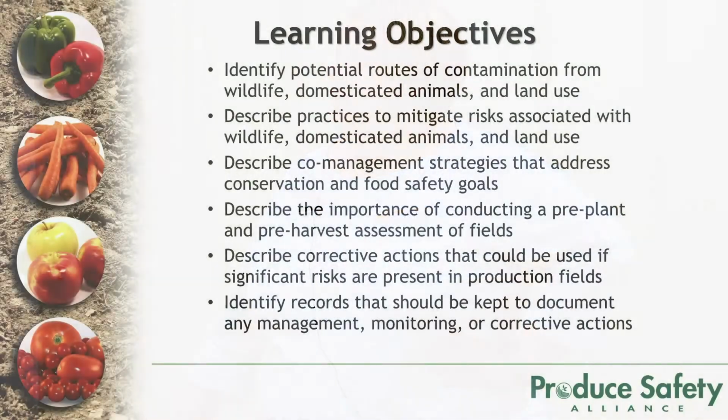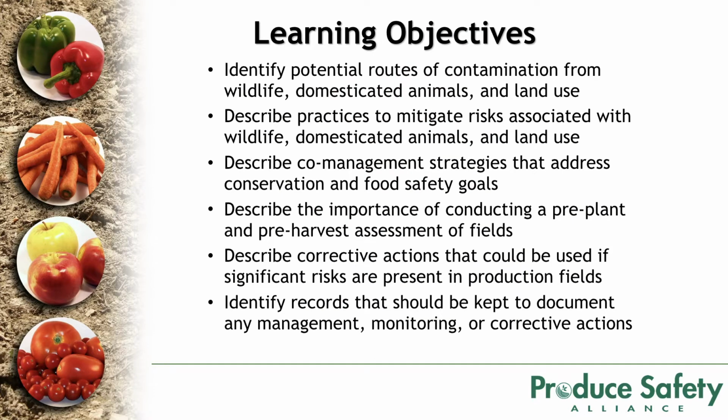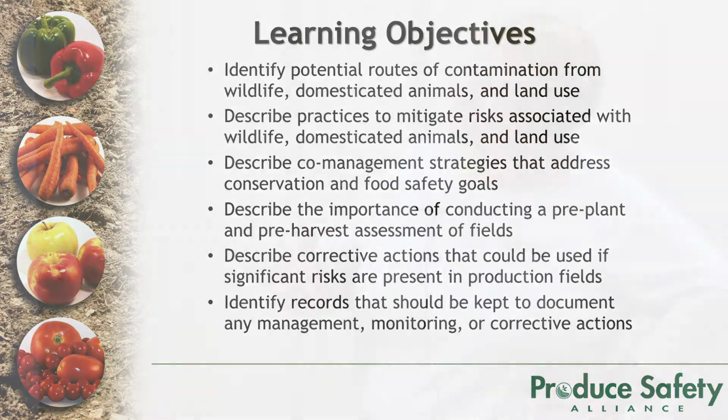growing those crops. So we're going to identify potential routes of contamination from wildlife, domesticated animals, as well as land use in general. Describe practices to mitigate risk associated with wildlife and domesticated animals. Describe co-management strategies that address conservation and food safety goals.